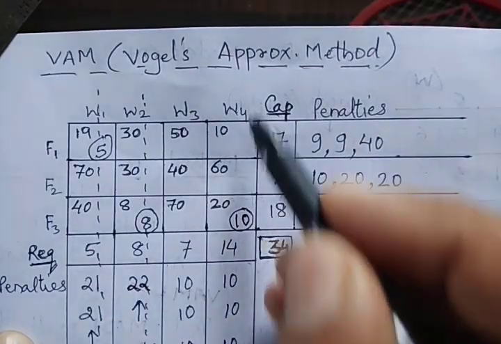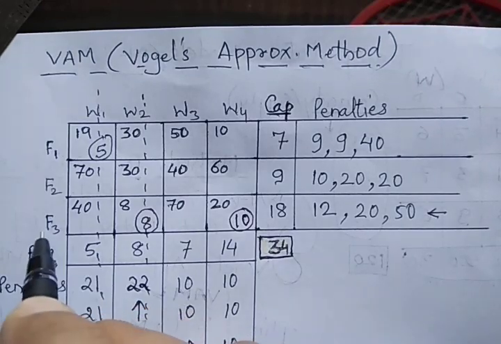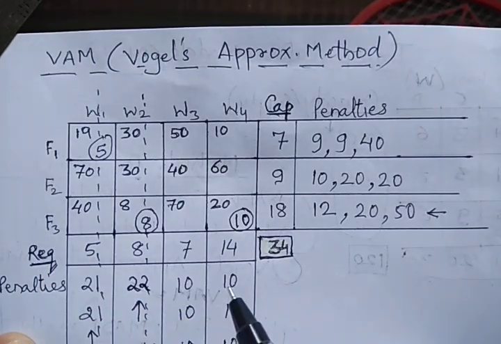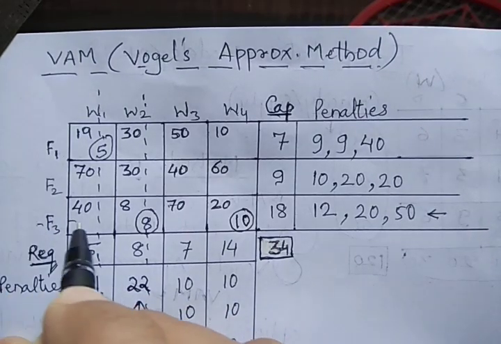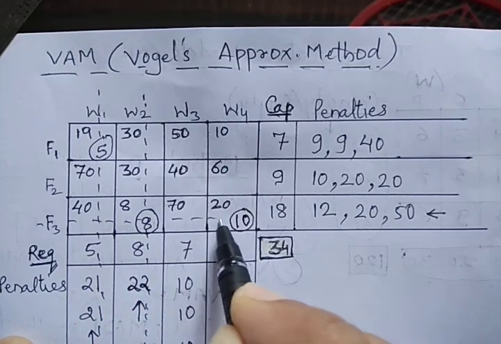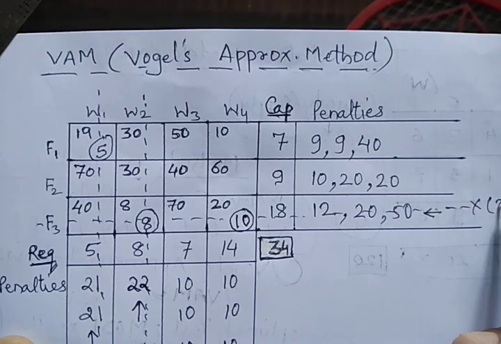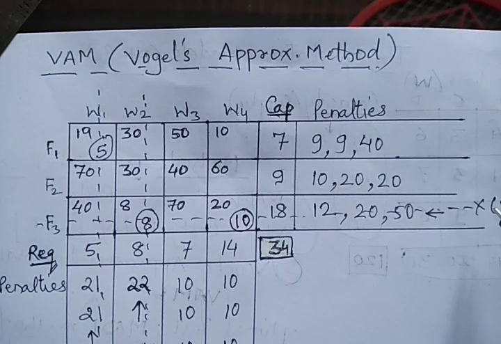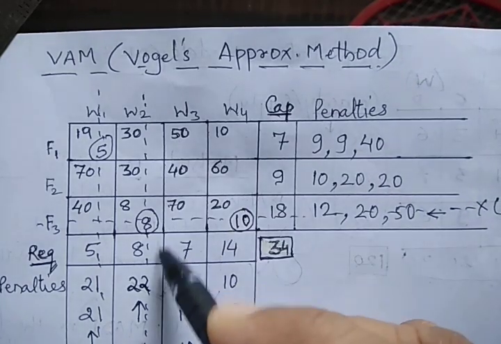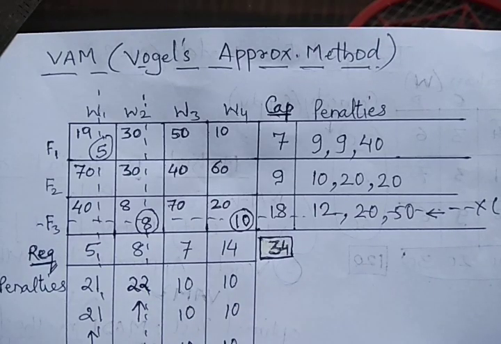Now row and column, check which is satisfied. Now row is satisfied, correct? Row is satisfied. So if row is satisfied, delete the row. Delete this row. Check if any column is satisfied. Yes, if anything is satisfied, you can do that also.